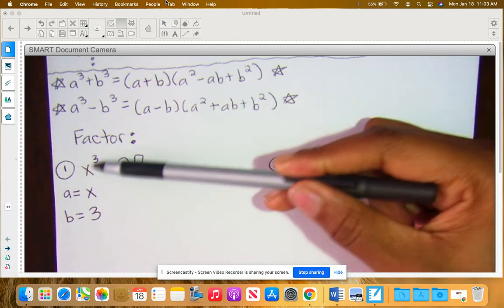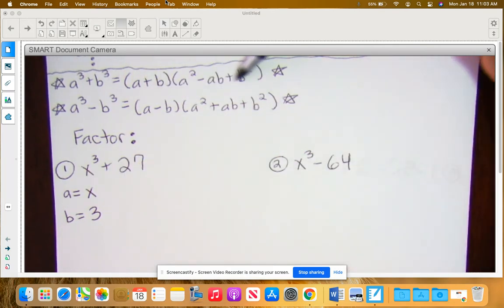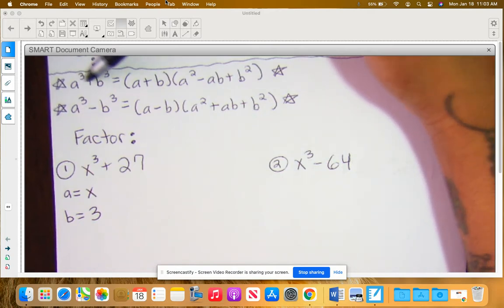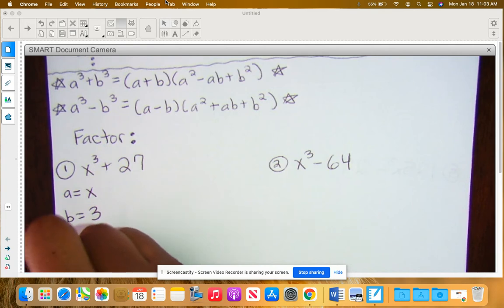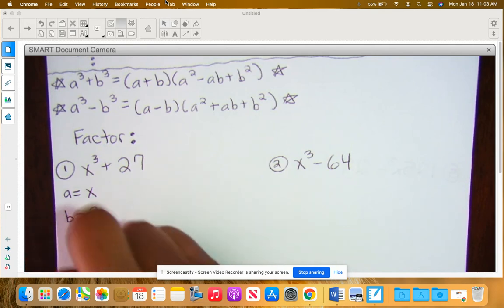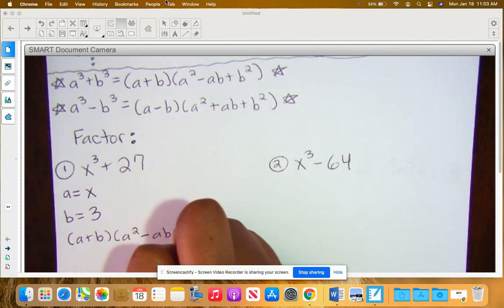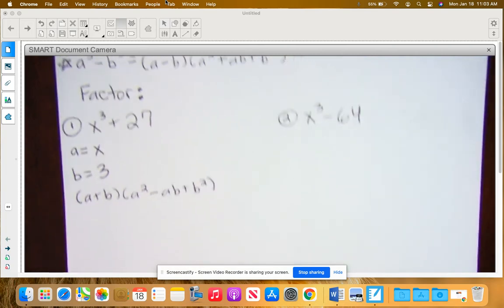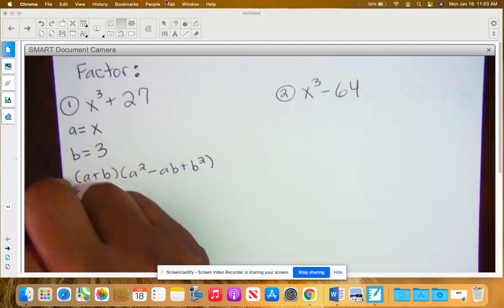Since this is x to the third plus 27, I'm going to be using the top formula because that's what you do if you're doing the sum. So I'm going to be using this one. I'm just going to rewrite it so that it's right there by me. Now I'm going to plug in my a and b into this formula. So a plus b, our a is x and our b is 3. I'm going to make substitutions.